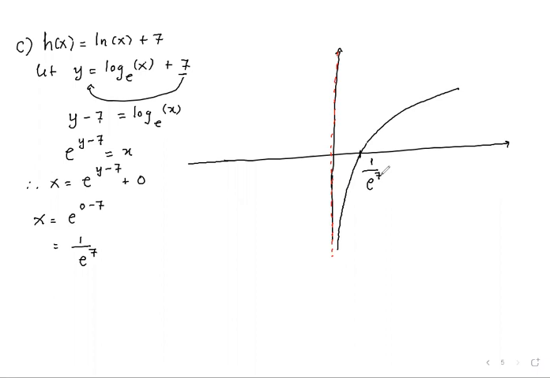Okay, so let's do some more. Let's see how D comes out. I'm trying to find the one that will have an intercept for the y. D: f of x is equal to ln of x plus 2, minus 4.